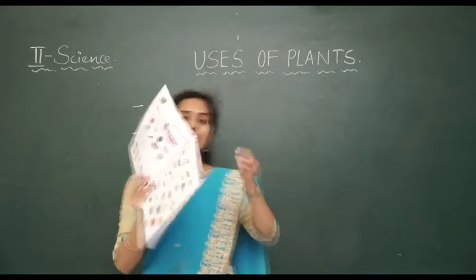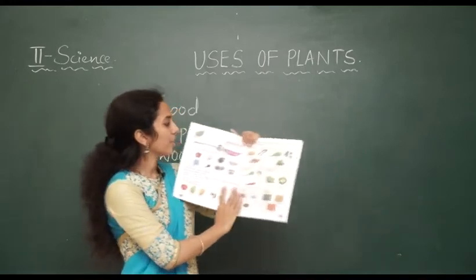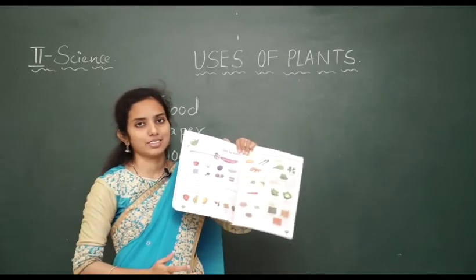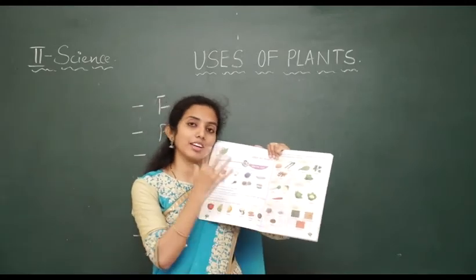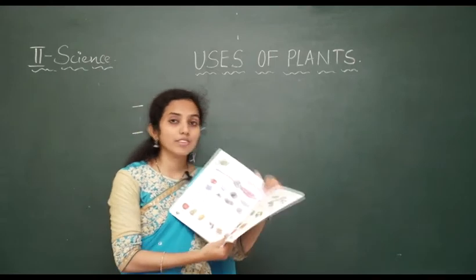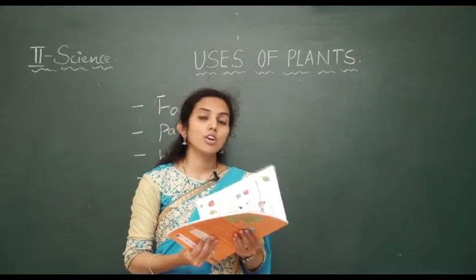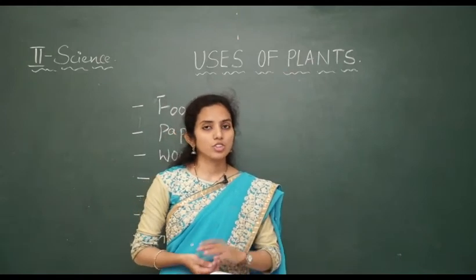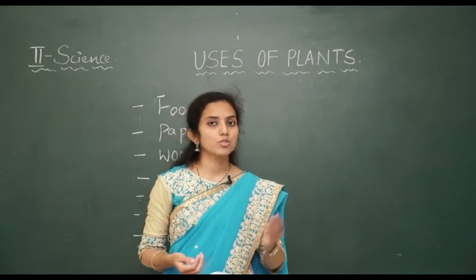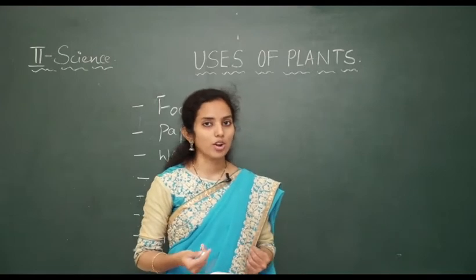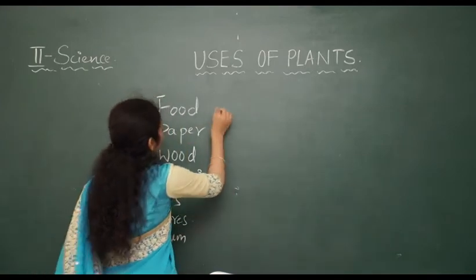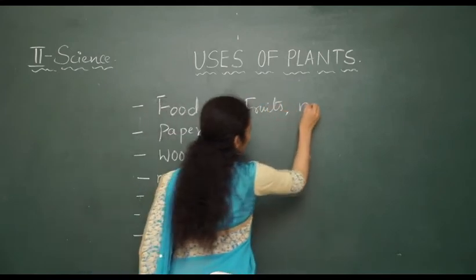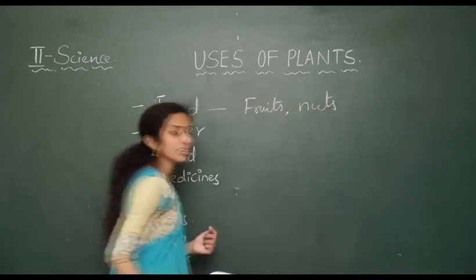Now I want all of you to look here. So stems, leaves, roots, flowers, cereals and pulses. So different parts are giving us different things. Plants give us fruits and nuts. Whatever we eat, dry fruits such as cashew nuts, almonds, walnuts, what are all these called? They are called nuts. All the dry fruits are called nuts.